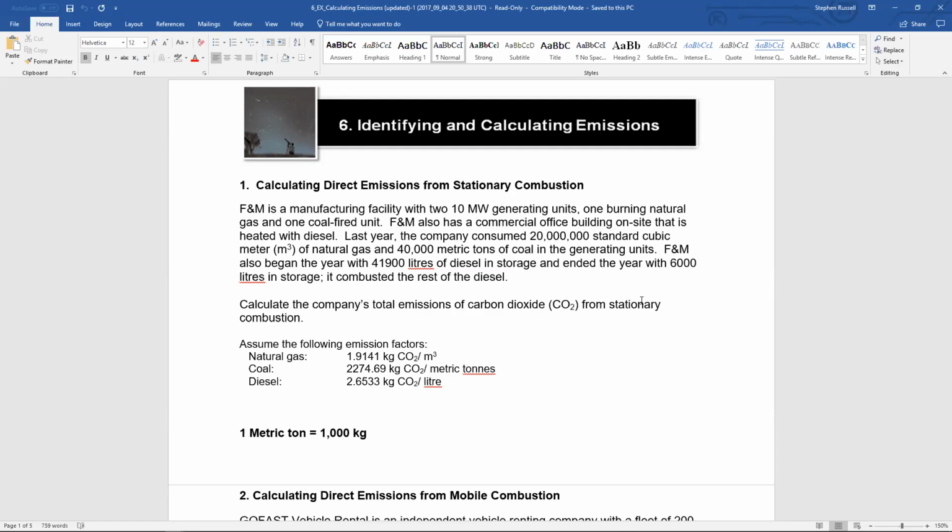Let's look at question 1, which concerns calculating the direct emissions from stationary combustion, so a Scope 1 source. Here we have a company, F&M, a manufacturing facility with 2 10-megawatt generating units. One combusts natural gas and the other coal. The company also has a commercial office building on site that's heated with diesel. We're provided with some information on consumption over the year, and you're asked to calculate the company's total emissions of carbon dioxide from stationary combustion.